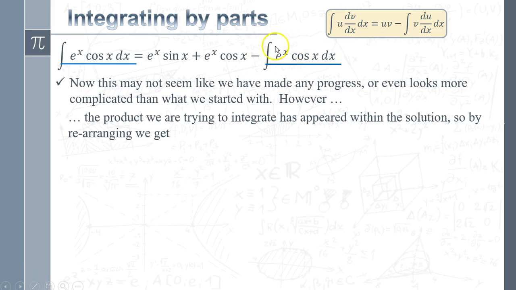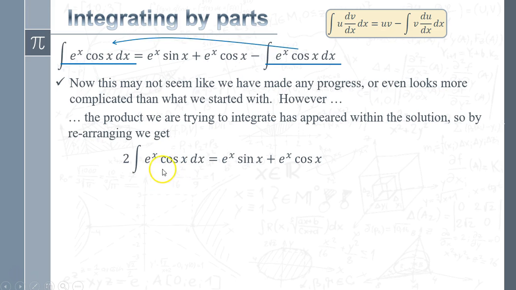What I'm going to do is take this thing here, shift it over to the other side, put it with this one. So now on the left hand side of my equal sign, I've got 2 lots of the integral of e to the x cos x. So the last thing I've got to do is say, if I've got 2 lots of the integral of e to the x cos x dx, and I just want 1 lot of it, which is what my original problem was, all I've got left to do is simply divide by 2.